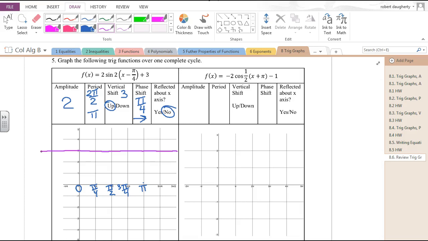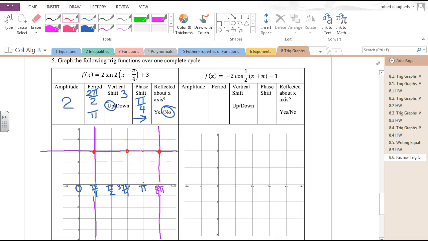So when I graph this, instead of starting at 0, I'm going to start graphing this at pi over 4. And instead of ending at pi, so this is 4/4, this is 5/4 pi. So I've shifted everything to the right by 1. And now I graph it just like I normally would any sine function. Sine starts at 0, ends at 0.